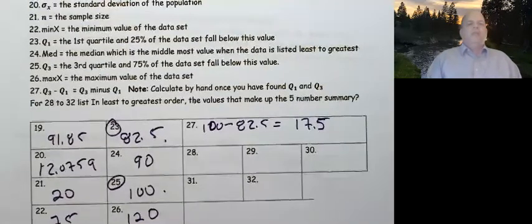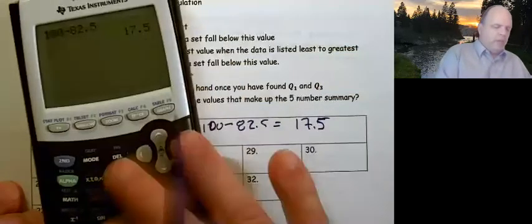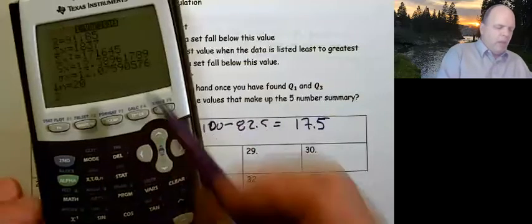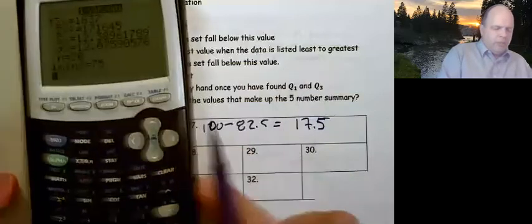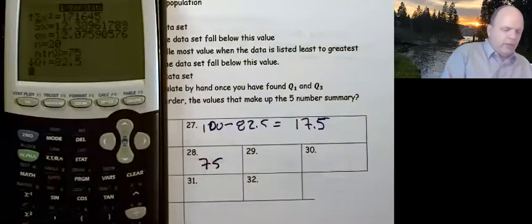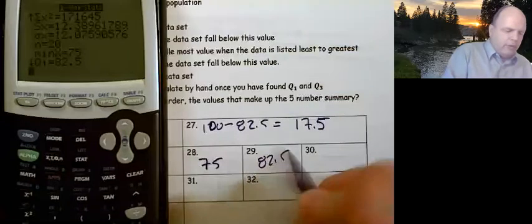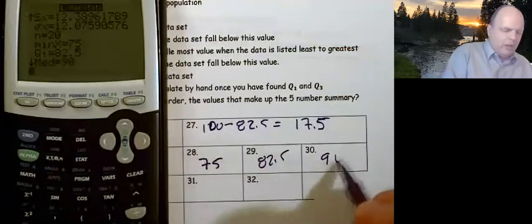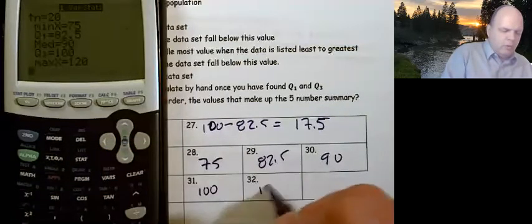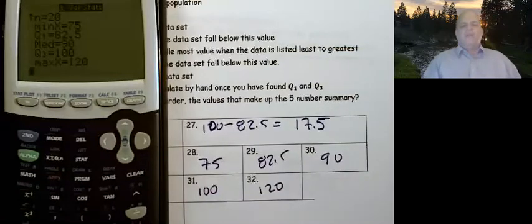Awesome. And the next one says for 28 to 32, list in least to greatest order the values that make up the 5-number summary. All right, well, stat, calc, 1-var stats. The minimum, that's my least. It's really nice, the calculator lists it this way for us. The next value, 82.5. The next value, 90. The next value, 100. And the next value, 120. All right, so that's our 5-number summary.